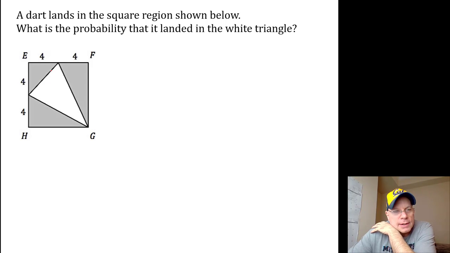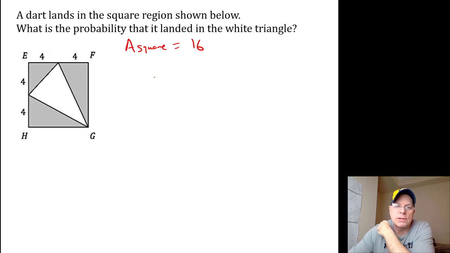If you tried to find the area of the white triangle, that was good thinking, because the total area of this, it's going to land in this big square. The area of this square is 16. No, it's not.